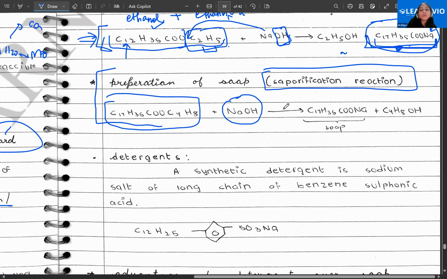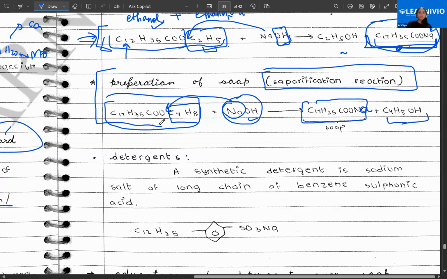And so this molecule will break down into two parts. This C4H8 will get separated and form OH right here. So C4, so butanol, and the remaining will get attached to Na here. So this is our soap molecule, C17H35COONa. So this is the soap molecule that we needed. Okay. Yes, ma'am. All right.